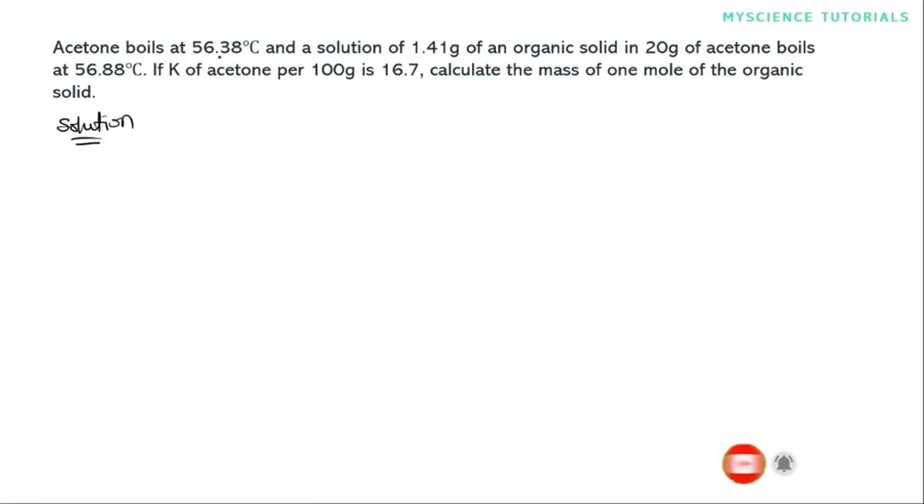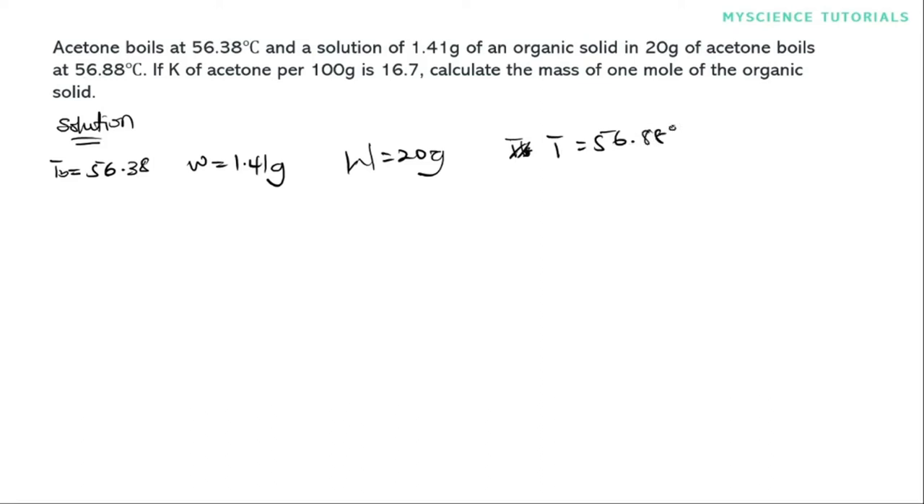So acetone boils at this temperature, so the temperature for the pure solvent is 56.38. Alright, no, this is TB. In a solution of 1.41 gram of organic solid, our small w is 1.41 gram. We have 20 gram of acetone, so capital W is 20 grams, and it boils at this temperature, so our T is 56.88 degrees Celsius. Now K of acetone per 100 gram is 16.7, so our Kb is 16.7. We have to calculate the mass of 1 mole of the organic solid. Let's go ahead and look at that.